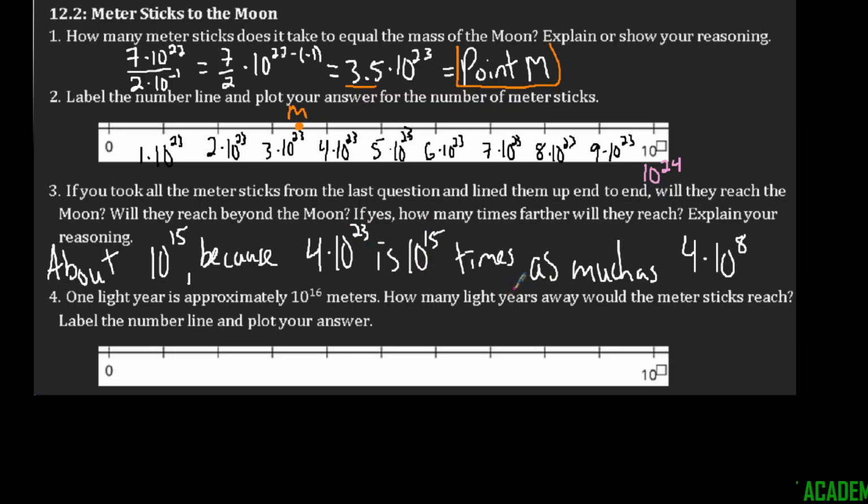Then for number 4, it says 1 light year is approximately 10 to the 16 meters. How many light years away would the meter sticks reach? So we're going to label our far right point.